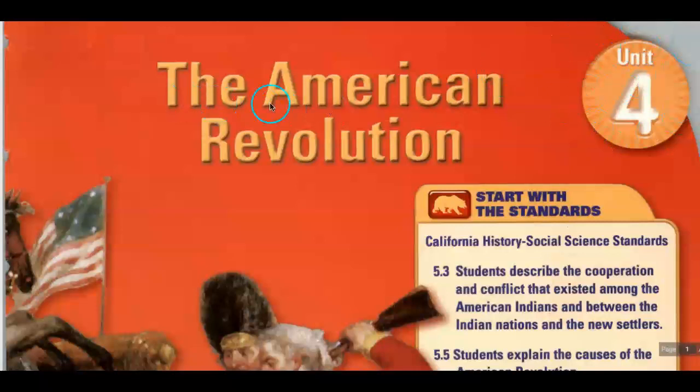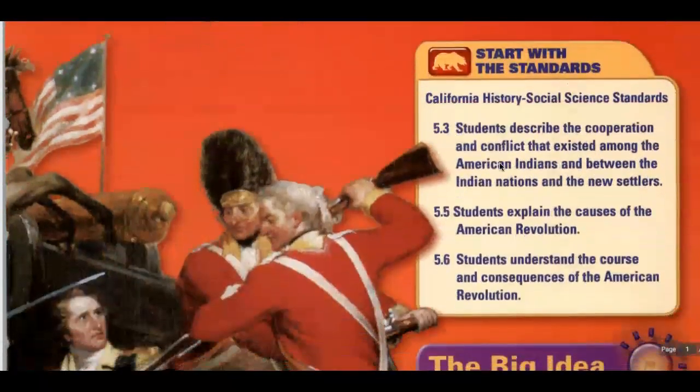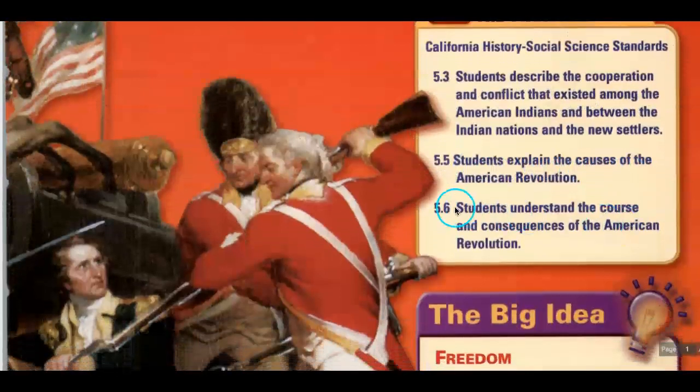Unit 4, the American Revolution. Standards. Students will be able to describe the cooperation and the conflict that existed among the American Indians and between the Indian nations and the new settlers. Students will be able to explain the causes of the American Revolution. Students will understand the course, the sequence, and the consequences of the American Revolution.